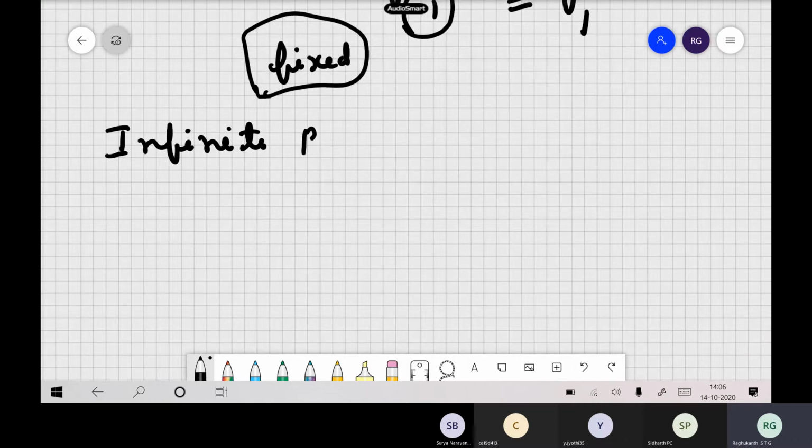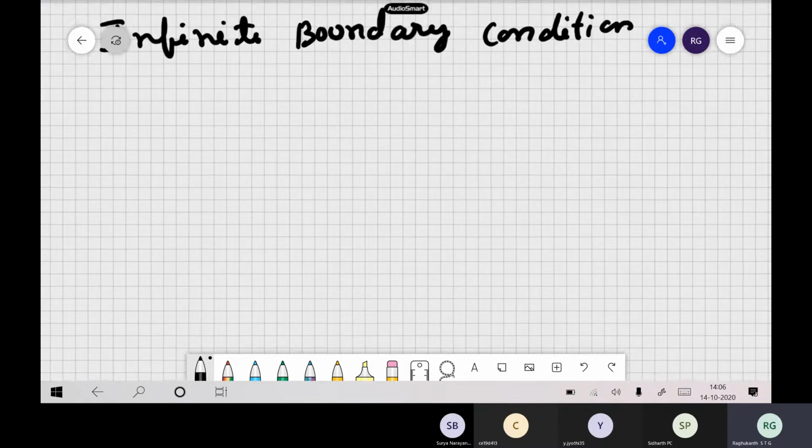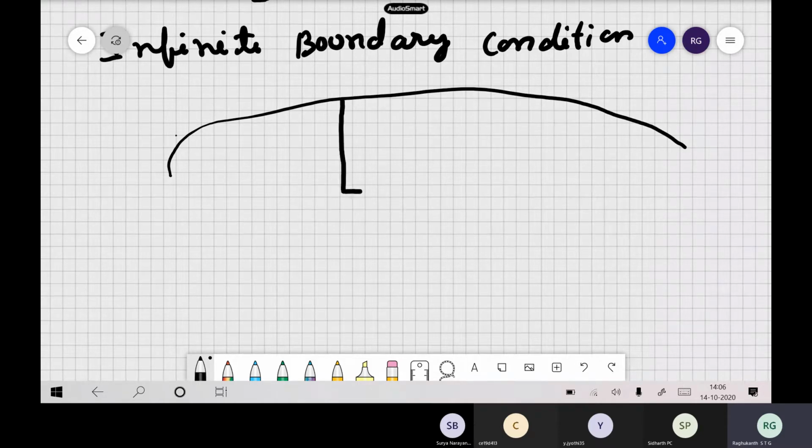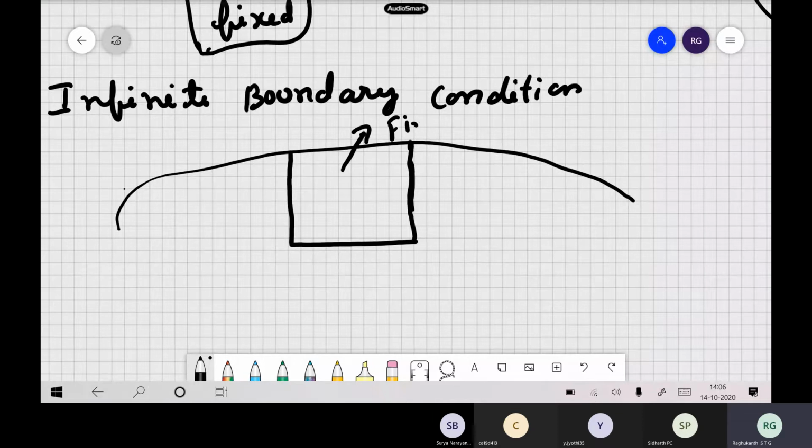So this is a very, very important thing, the infinite boundary condition. Say, for example, you have the earth, a huge medium, but now you are modeling only this portion. Since you cannot model the whole earth or a large scale, only this portion is our finite difference model. So this much region only, I am modeling in my finite difference approach.